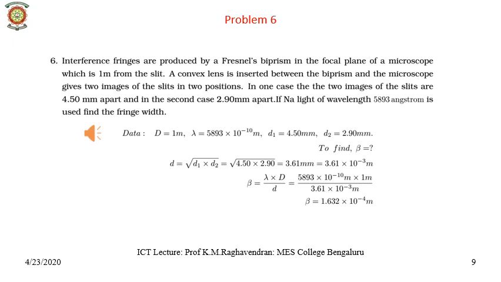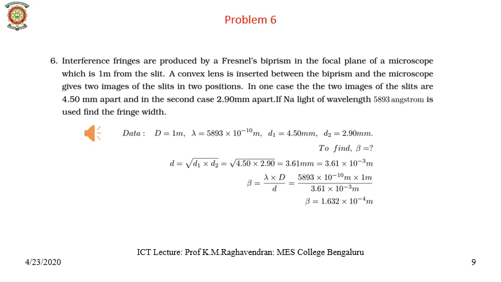So the problem statement is rather direct. Capital D is 1 meter. Wavelength of light is 5893 angstrom, which is 5893 into 10 to the power of minus 10 meter. The distance between the two coherent sources in two positions of the lenses are given. That is, d1 is equal to 4.5 millimeter and d2 is equal to 2.9 millimeter. We are asked to find the fringe width.